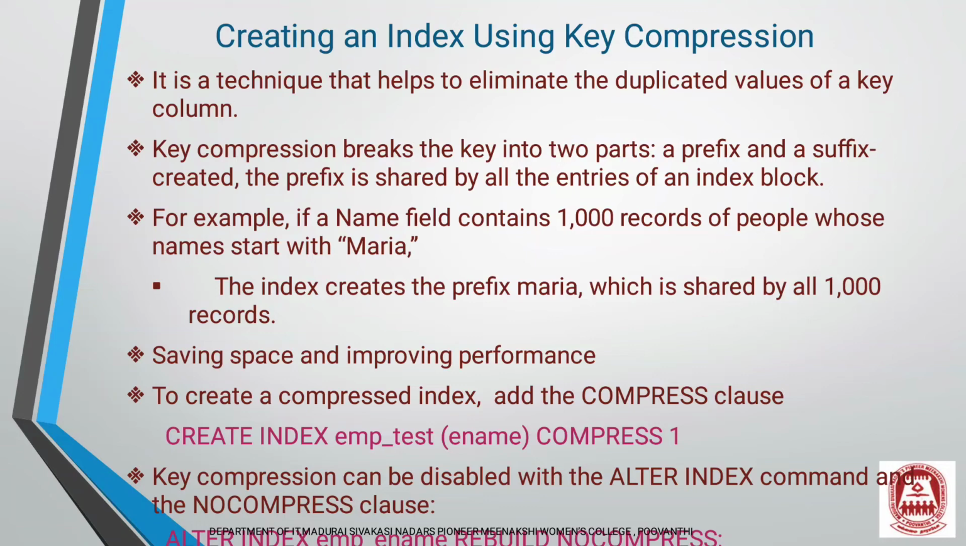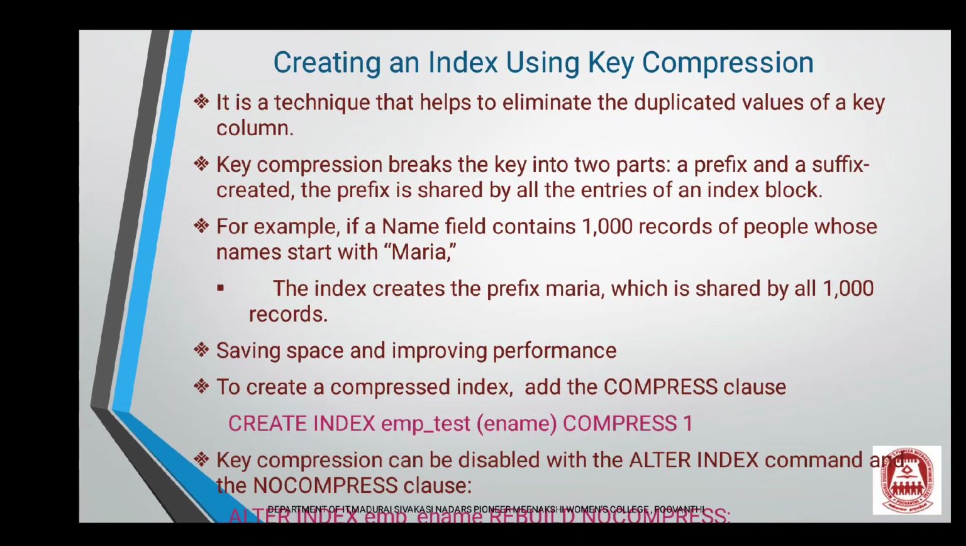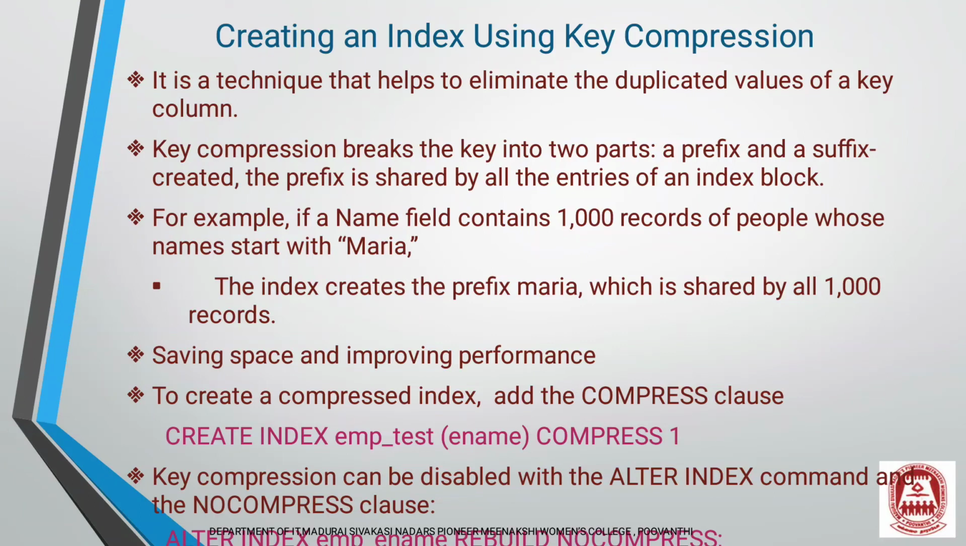Creating an index using key compression. Key compression is a technique that helps to eliminate the duplicated values of a key column. The key compression method breaks the key into two parts, one called the prefix and another the suffix. The prefix is shared by all the entries of the index block.